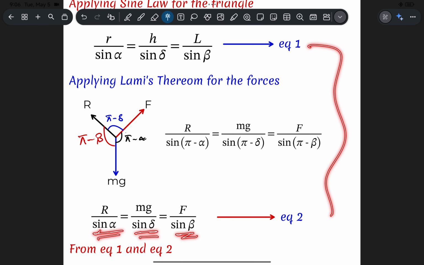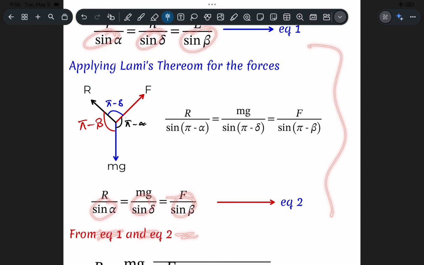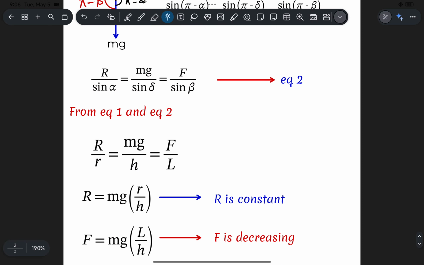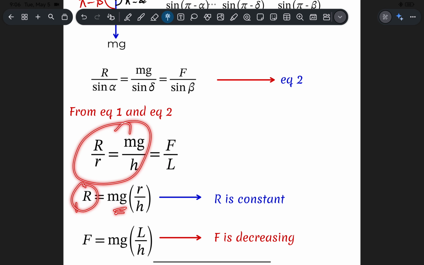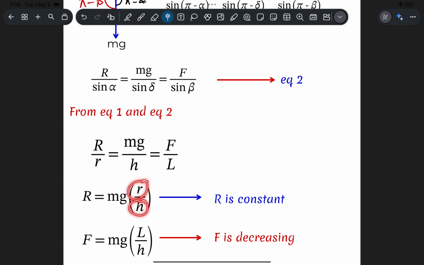Now if you compare equations 1 and 2, you can simply write small r by capital R is equal to h by mg is equal to capital L by F. So this is the equation that we got by dividing equations 1 and 2. I have just cross multiplied here. I got the contact force as mg into small r by capital H. And we know that small r is constant, h is also constant. So I can tell that capital R must be constant because all these three terms are constants here.